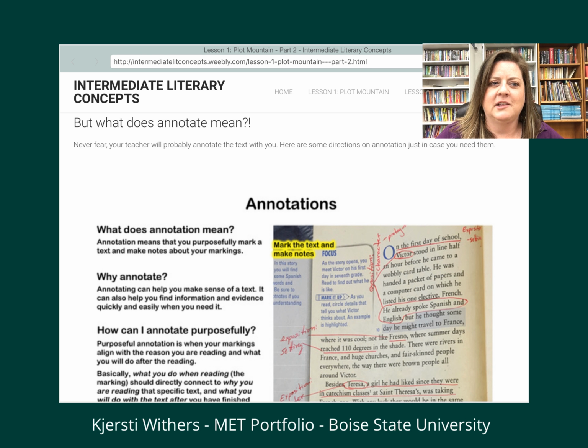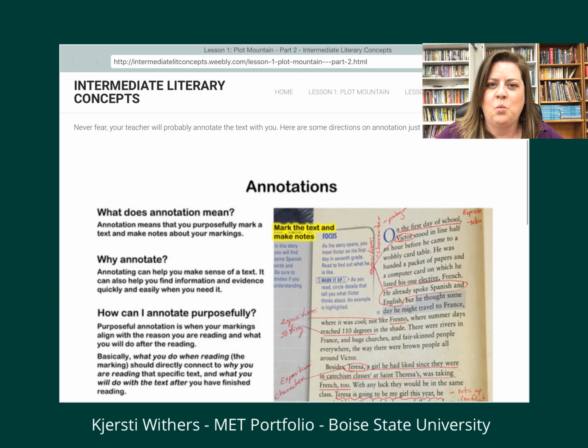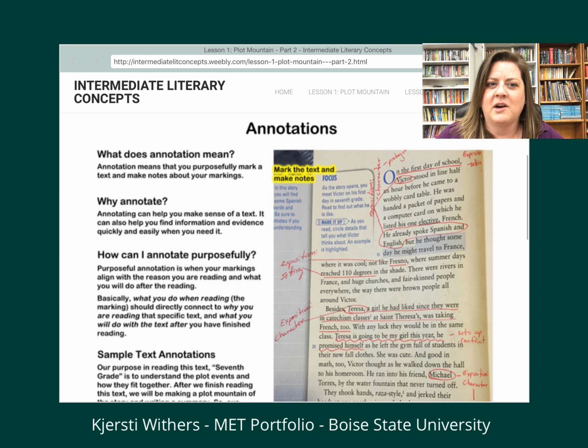When I created my literary concepts unit for EdTech 506, I created it with a flipped classroom in mind. I realized that for students to successfully complete one of the assignments, they would need a tool that would help them annotate their text so they would be prepared for class discussion and their writing assignment. This just-in-time tool explains what annotation is, why students should use it, and how to mark their text.